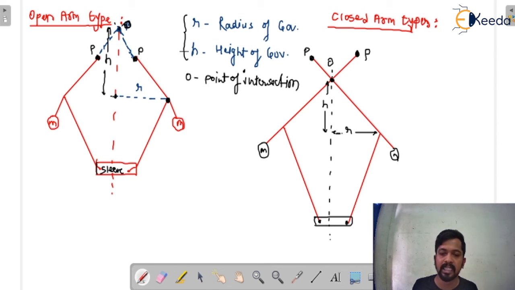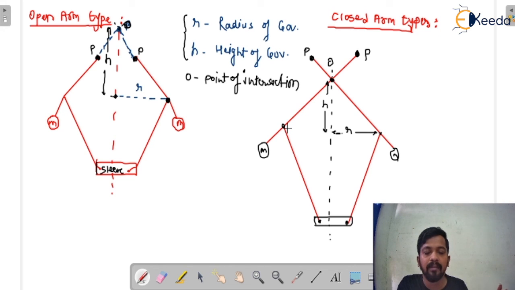So this was the basic concept of the centrifugal governor. We have explained it because in numerical questions you will have to understand what r is and what h is, and from where we have to measure the height of the governor. That's important.